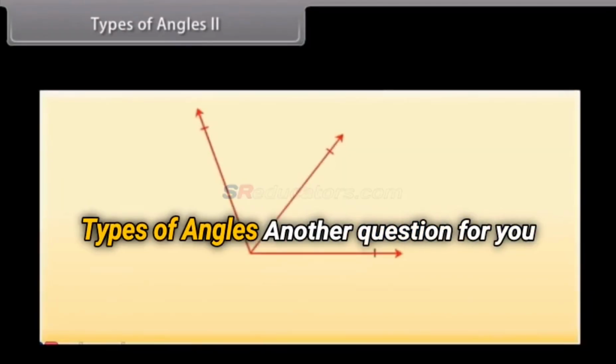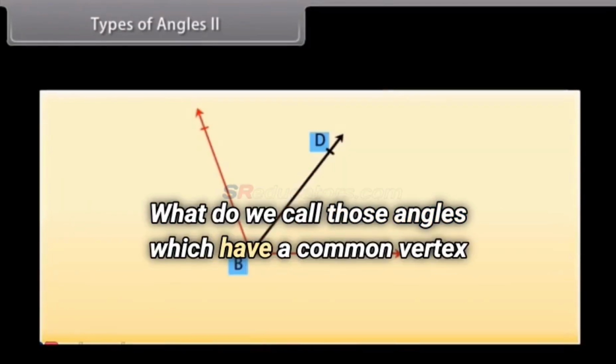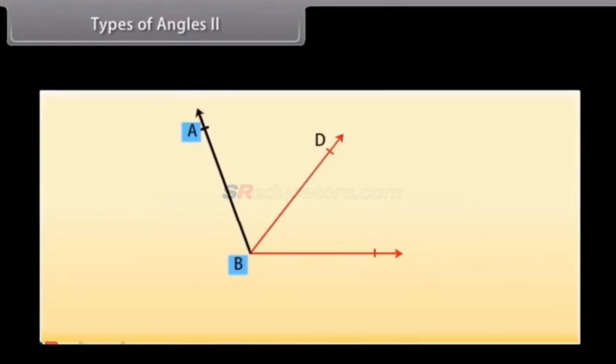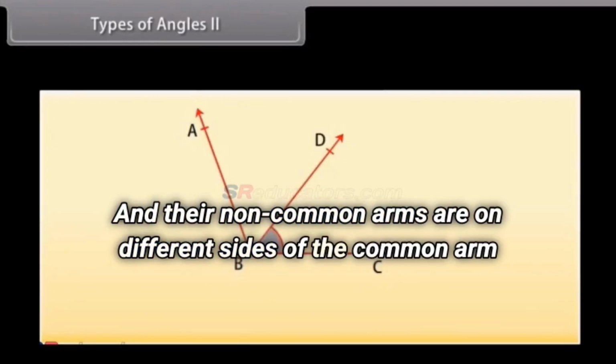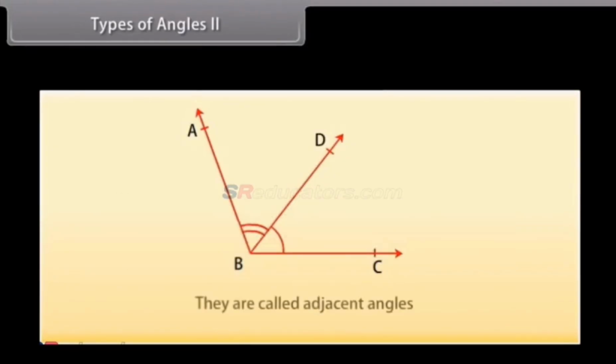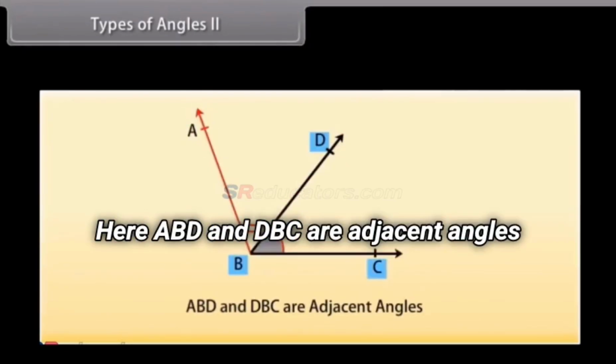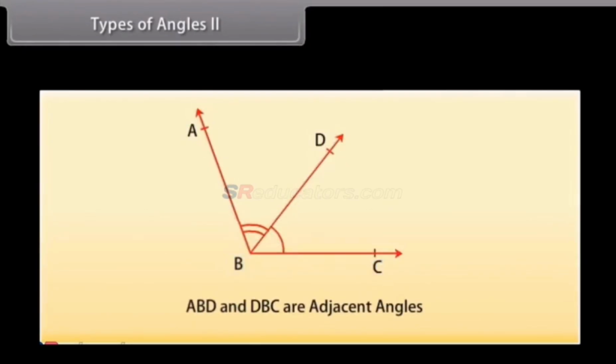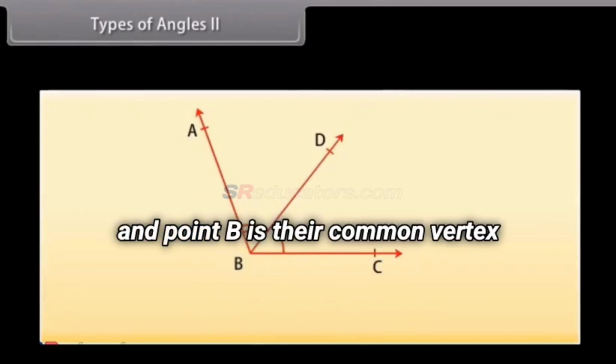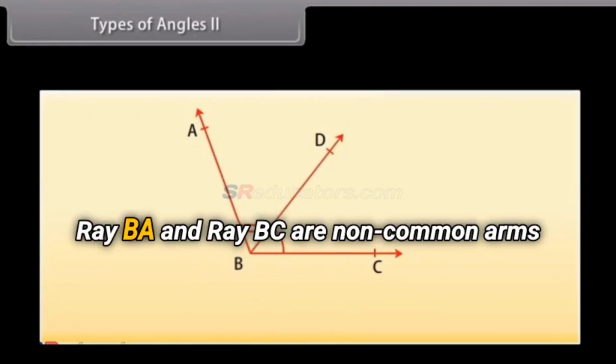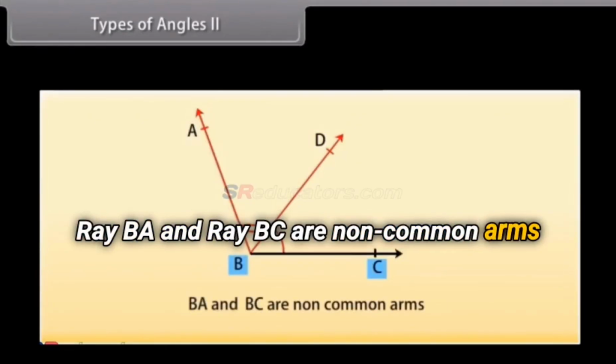Another question for you. What do we call those angles which have a common vertex, a common arm, and their non-common arms are on different sides of the common arm? They are called adjacent angles. Here ABD and DBC are adjacent angles. Ray BD is their common arm and point B is their common vertex. Ray BA and ray BC are non-common arms.